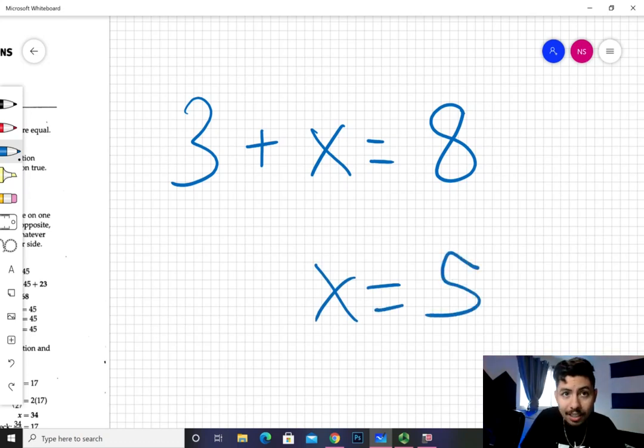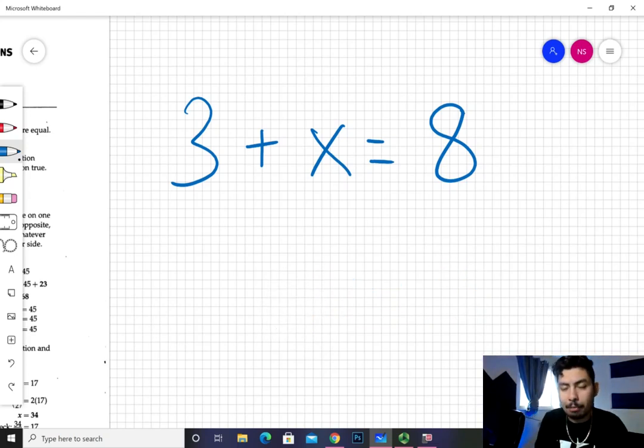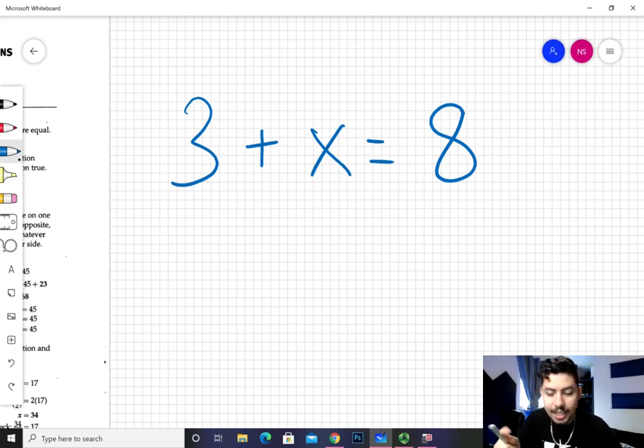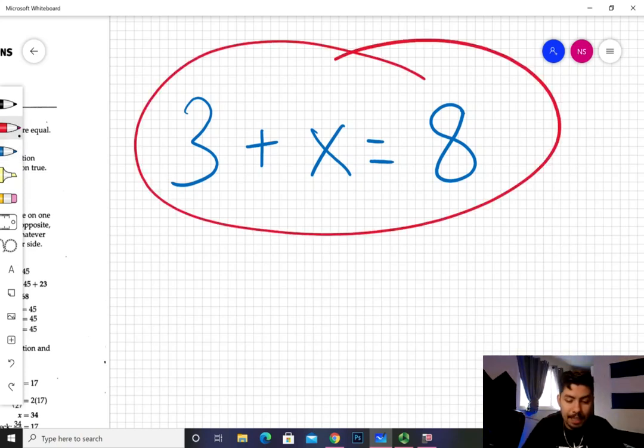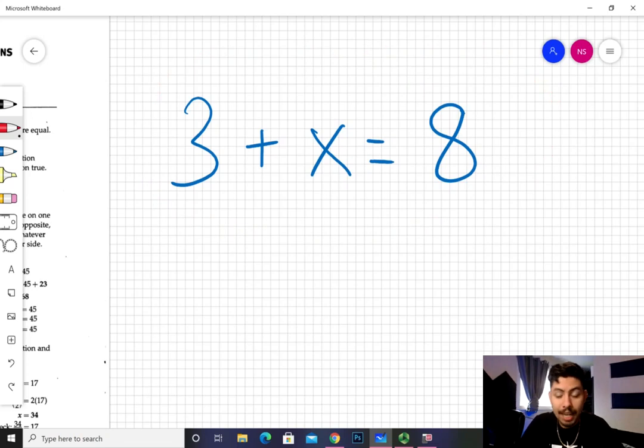So the whole worksheet that's going to come after this, you could probably guess and check, right? But that is not the purpose of today's lesson. It's not just to guess what the value for the variable is. We are going to determine the answer using math. How do we solve this problem mathematically? This is the step-by-step guide right here.